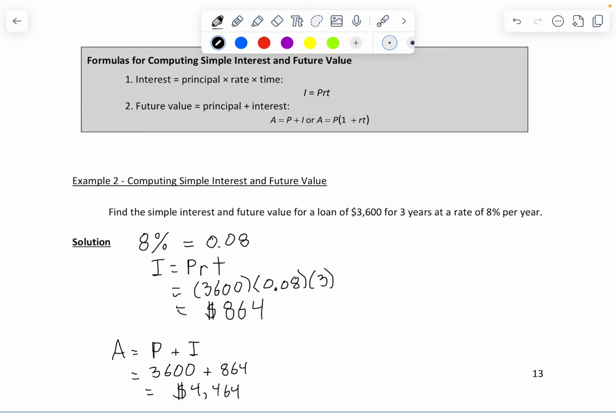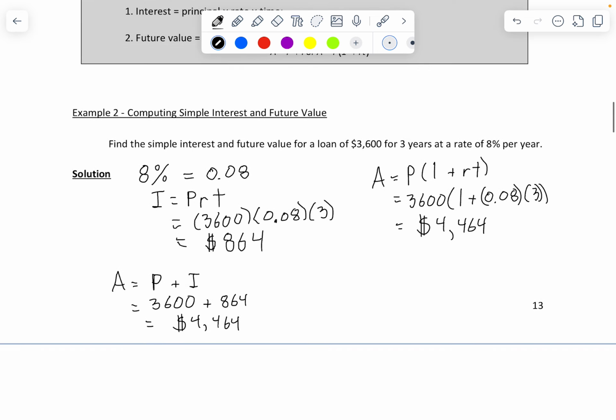Note that if we hadn't specifically been asked to find the interest, we could have found the future value in one step. We could have used this version of the future value formula, right, and just done it in one step. We plug in the principal, which is 3,600, plug in 0.08 for R, and 3 for T. If you work that out, you'll get the same result, $4,464.